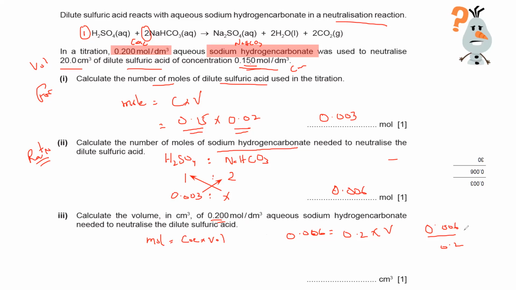That is in dm cube. If you check the question, they are asking in cm cube. So we have to convert the dm cube into cm cube. So we have to multiply by 1000. So 0.03 multiplied by 1000 will be 30 cm cube.